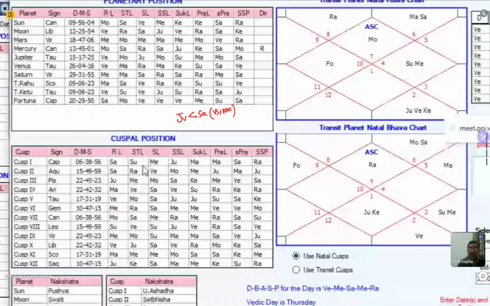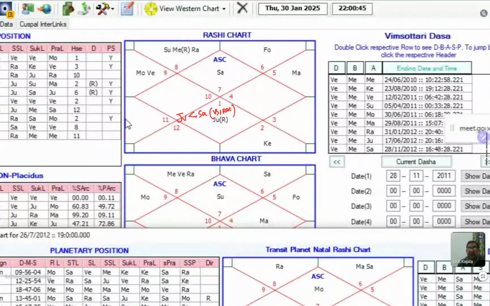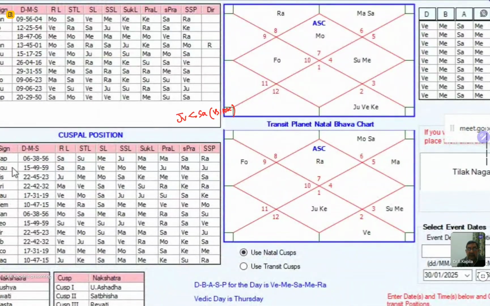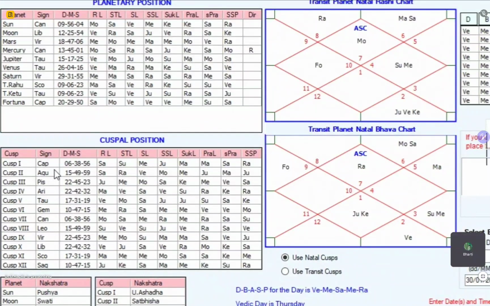And in Aquarius, along with Mars, you have Rahu. And if you look at Rahu, Rahu has a PS and is present in the second cusp. And which event are we talking about? Addition of child to the family. So it means the sign that should rise on the ascendant should be Aquarius.